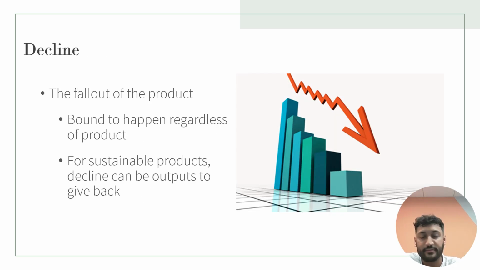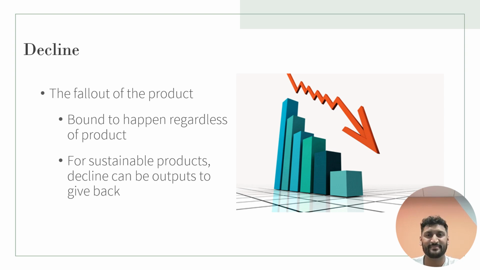And finally, the decline of the product. Whether this is the decline of the life of the product or the overall product itself among the population, the fall of a product happens regardless of what the product is. It's going to happen eventually. For sustainable products, however, this decline can also be an output to give back. It allows for additional products to be made from the decline, in the recycling or environmental design of these products, giving back to the consumer and also the product owner, allowing them to reutilize this product and its resources and make something new.